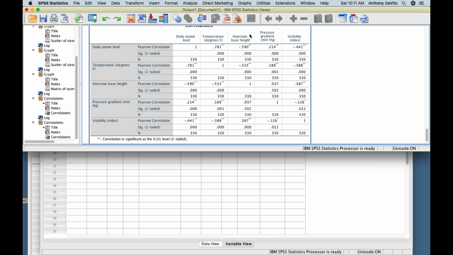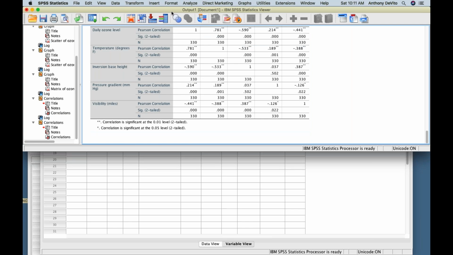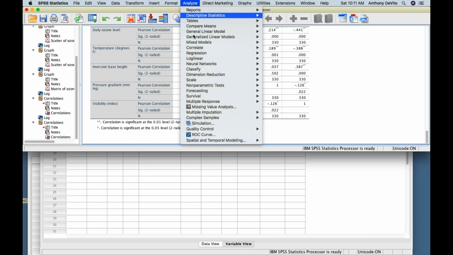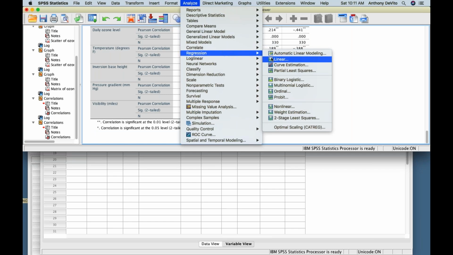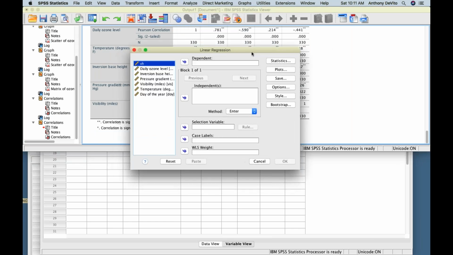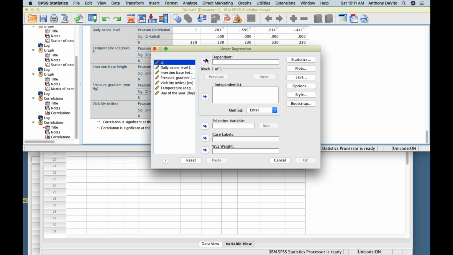Okay, so now let's put this to work for ourselves. We have 4 nice variables that appear to predict the ozone level. I'm going to pick the one that looks like it's the best predictor to go on and do a simple linear regression. So I'm going to say analyze. I'm going to go down to regression, and I'm going to go to linear. Okay, so let's put something in here. The dependent variable is the one that I want to predict. So in this case, I want to predict what the ozone level is.